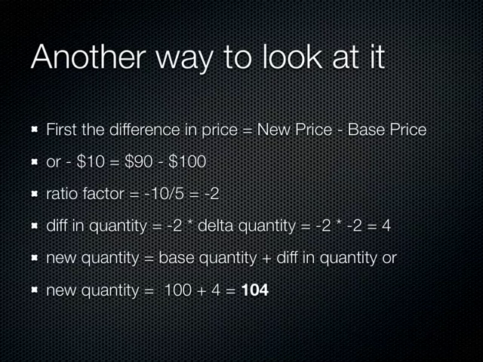Another way to look at it is, first, the difference in price equals the new price minus the base price, or negative 10. The ratio factor is equal to negative 10 divided by 5, or negative 2. The difference in quantity is equal to negative 2 times the delta quantity, or negative 2 times negative 2, which is equal to 4. The new quantity is equal to the base quantity plus the difference in quantity, or 100 plus 4, for 104.